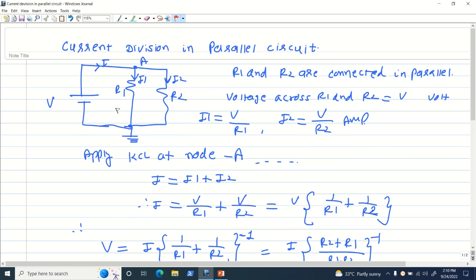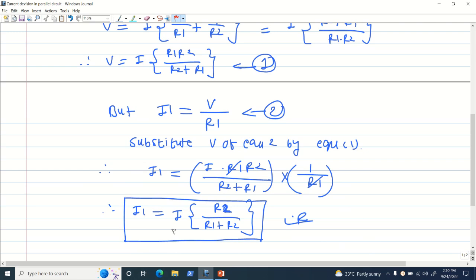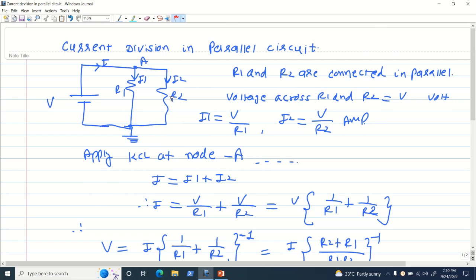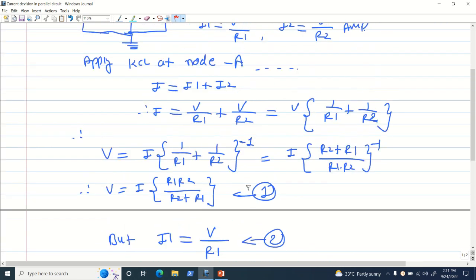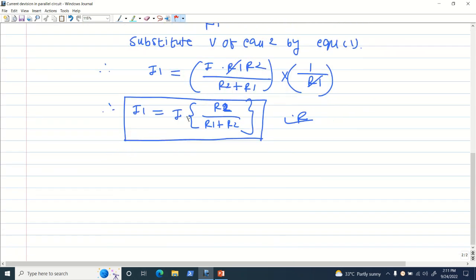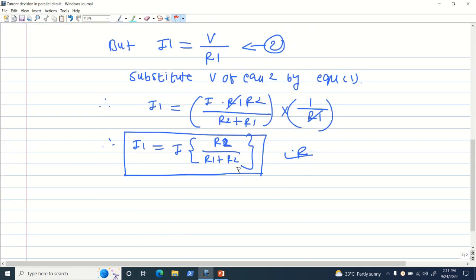So what is I1, the current in the resistance R1? If you know the total current and if you know the resistances R1 and R2, then you can easily determine that current. So I1, the current through the resistance R1, is equal to the total current I into R2, that is the opposite resistance, upon the total resistance R1 plus R2. Similarly, you can obtain the equation of I2, that is equal to I into the opposite resistance, that is R1, upon the total resistance, that is R1 plus R2.